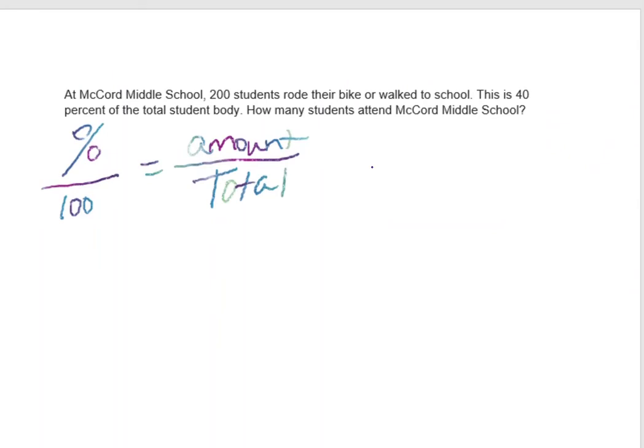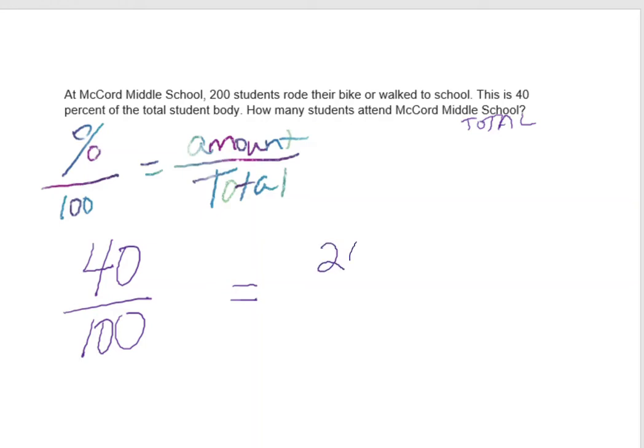At McCord Middle School, 200 students rode their bike or walked to school. This is 40% of the total student body. So 40 out of 100 has to equal how many students attend the school. So that represents the total number of students in the school, whereas 200 is what we found that many ride their bike or walk. So 200 out of what is equal to 40 out of 100.